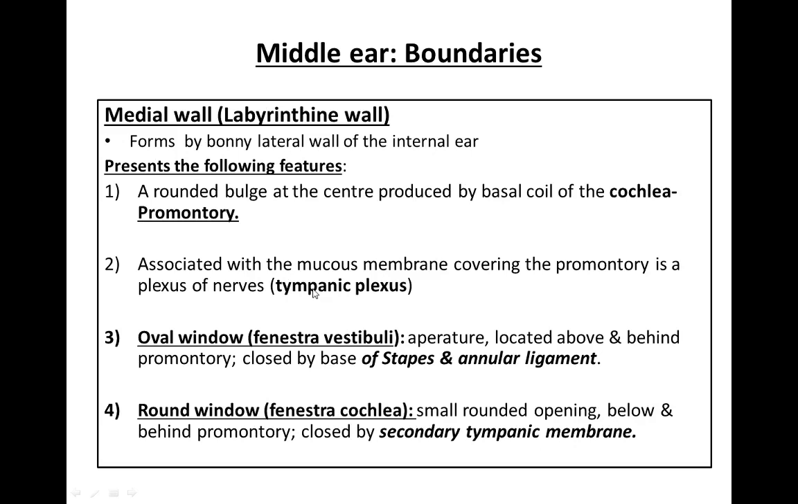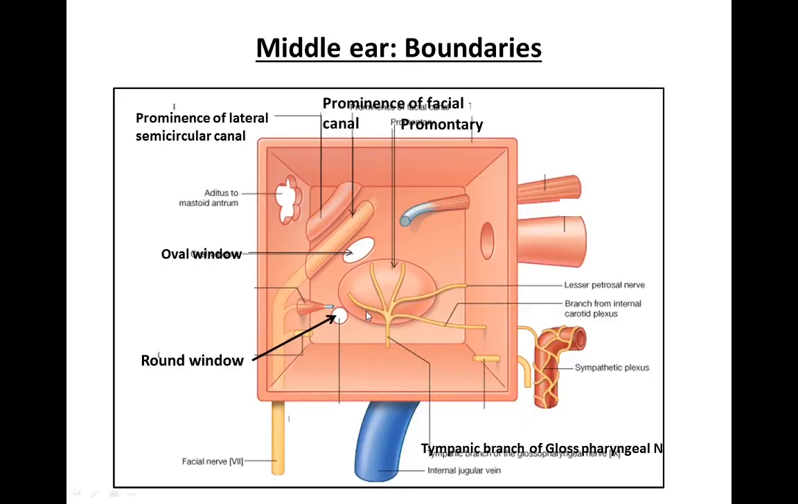The medial wall is also known as the labyrinthine wall, because it is towards the internal ear cavity, or labyrinth. Internal ear is also known as the labyrinth. It is formed by the bony lateral wall of the internal ear. It presents the following features. One is the cochlear promontory. In the middle there is a prominence which we can see, the cochlear prominence, known as the promontory. Due to the cochlea, this elevation is produced towards the middle ear cavity.